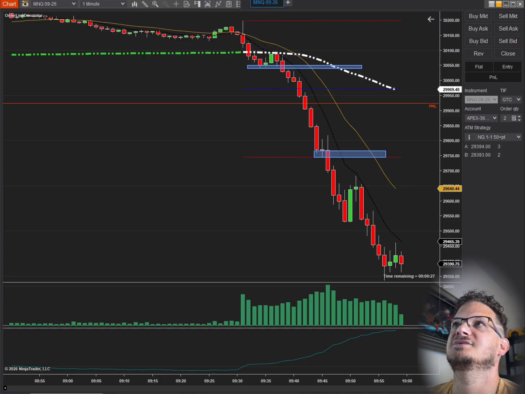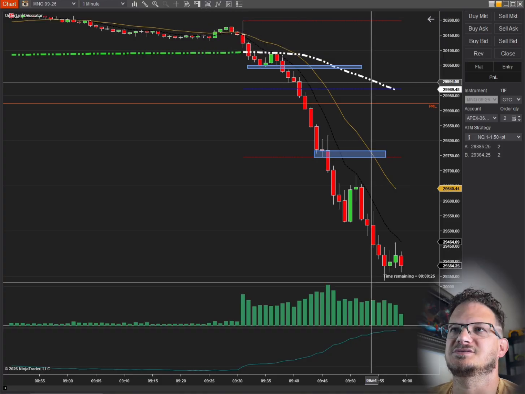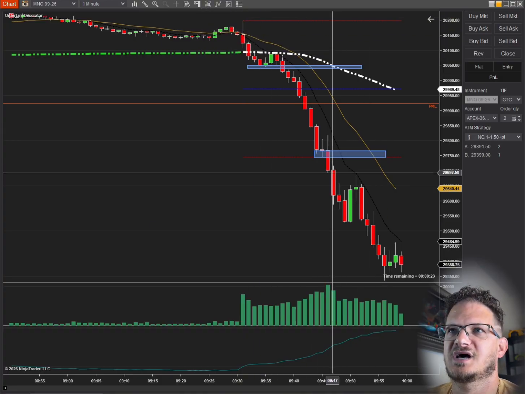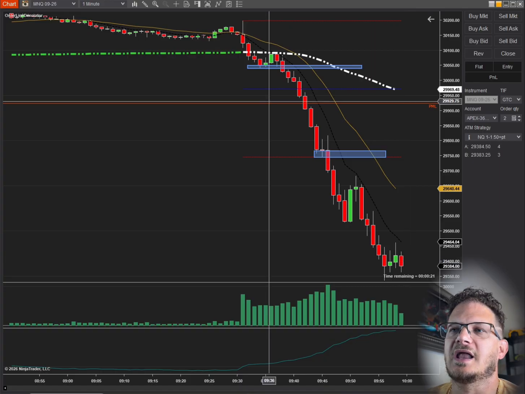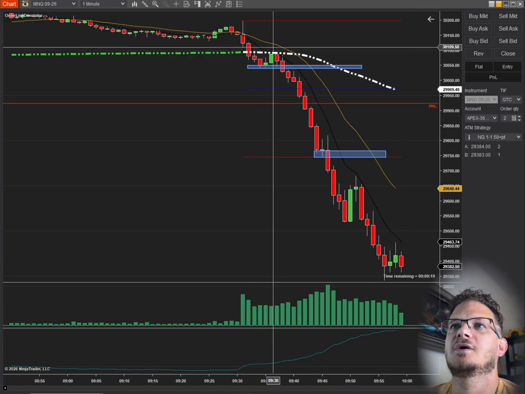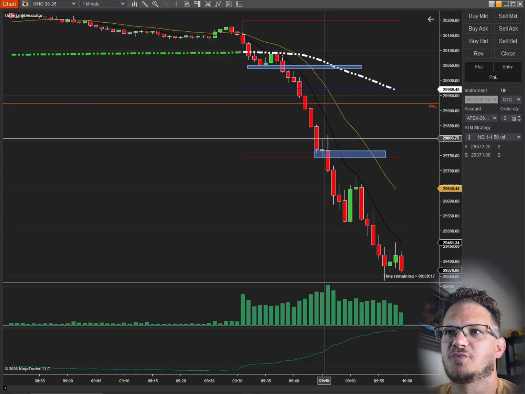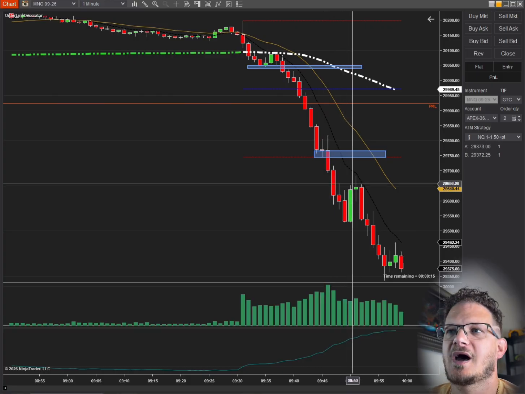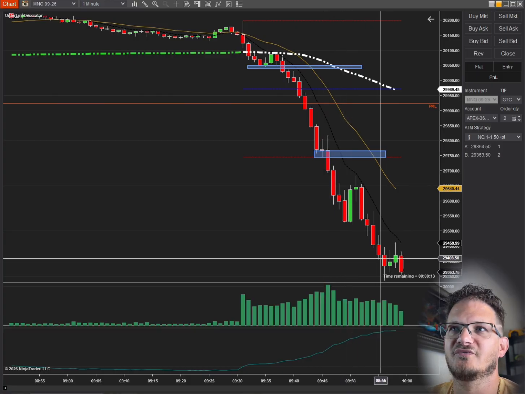What I don't like is the range, because now we can chop around inside of this range anywhere. And if you follow legs, we got one leg. We pull back, 2 legs. We pull back, 3 legs. And then we pull back. And then we even made a 4th leg. So to me, we're overextended.